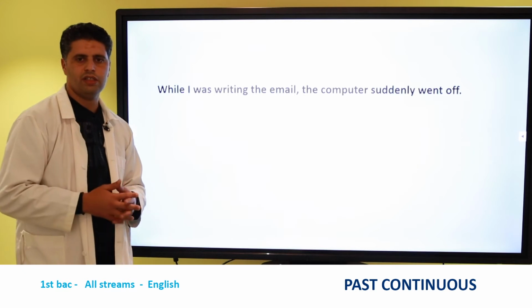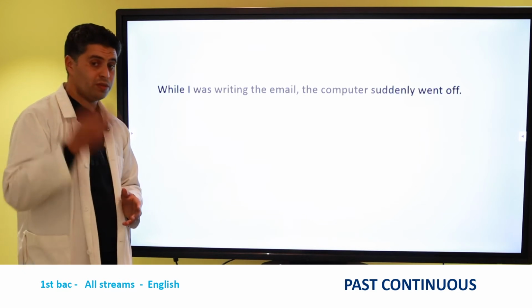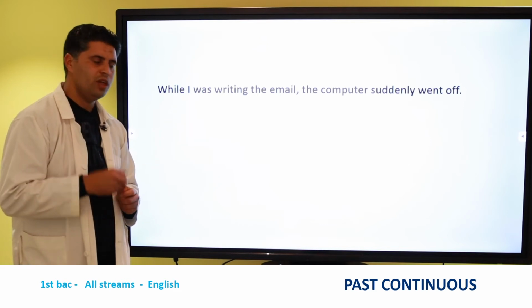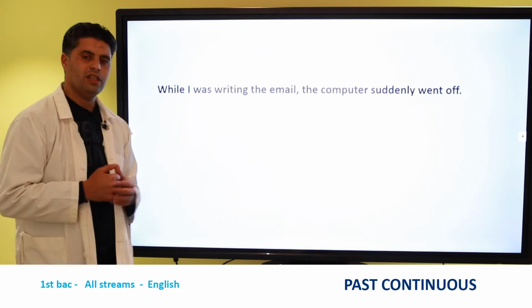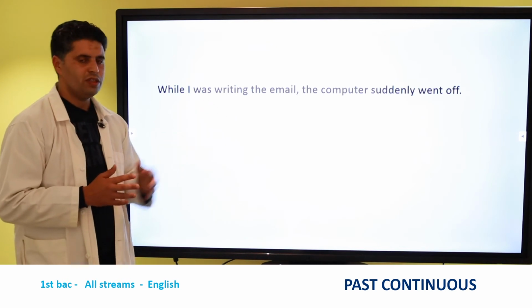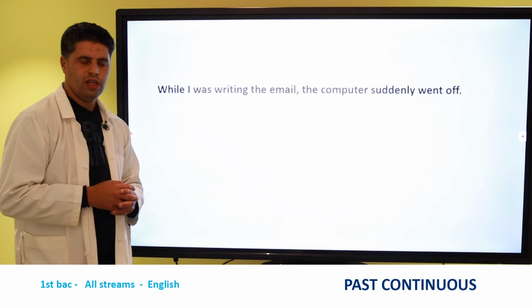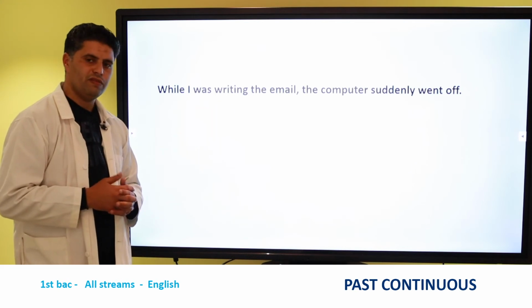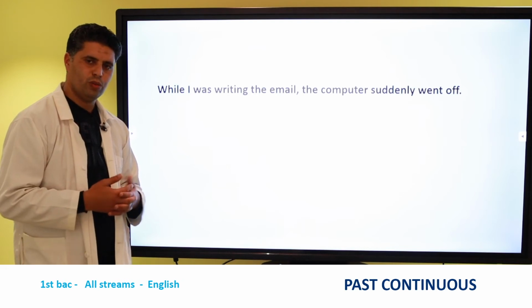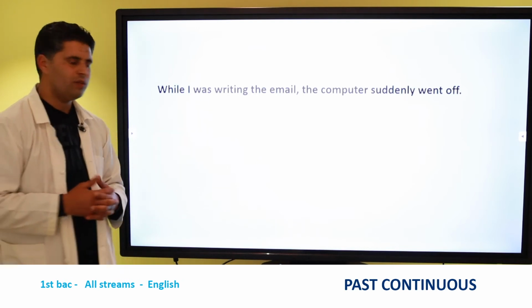So this is another action, which happened at the same time at which the first action was happening. But the second action is a very short action. That's why it is used in the past simple. And here the verb that we have is the verb to go. Here we have used the past simple of go, which is went. Why went? Because it is an irregular verb.